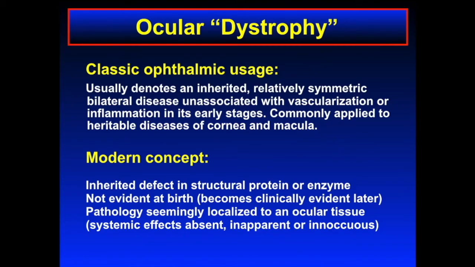Again, the term is also applied to heritable diseases of the macula. We now know that these are inherited defects in structural proteins or enzymes. Typically, they're not present at birth. They become clinically evident later. And the pathology seems to be localized to an ocular tissue. We now know that at least one of the corneal dystrophies, macular dystrophy, actually is a systemic disease, but the other systemic effects are absent, inappropriate, or innocuous.